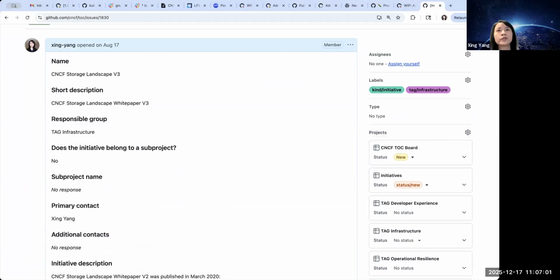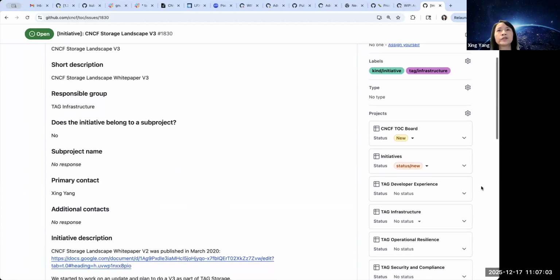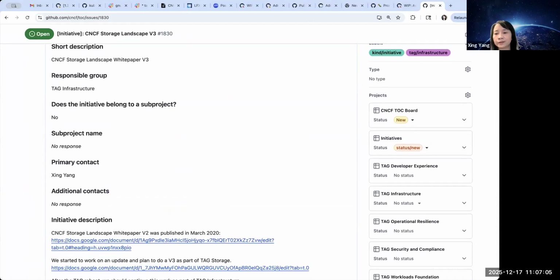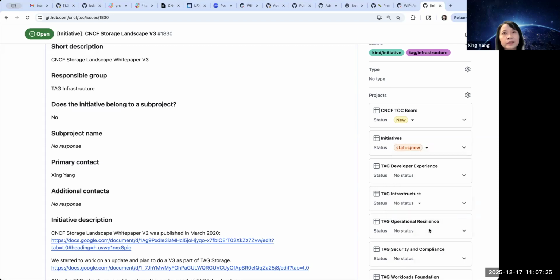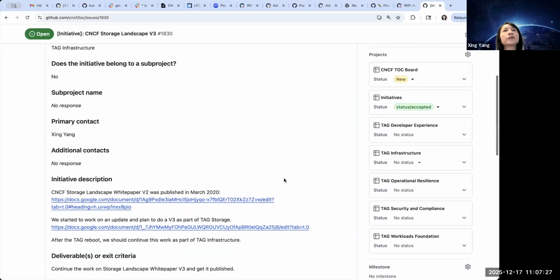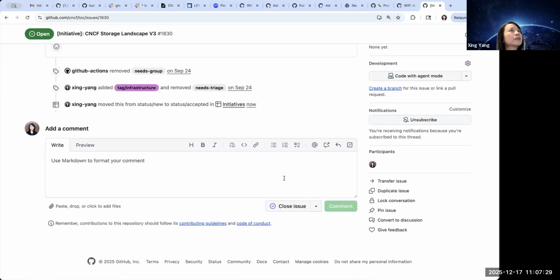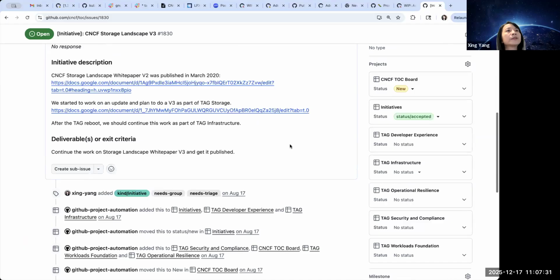All right, so let me just change the status then. Anyone have any objections? If not, I'll just change this to accepted. Okay, no objections. Move it. All right, so now we have changed this to accepted. So that's the first one.